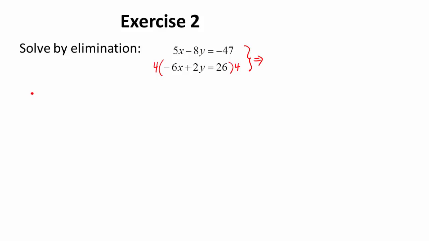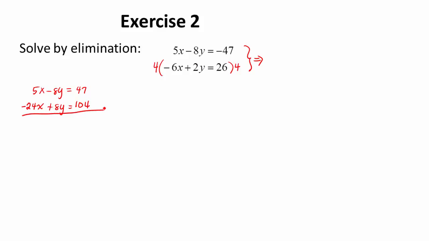You're going to have 5x minus 8y is equal to 47. So that's still your equation 1 right there. And then this is multiplied by 4, so everything has to be multiplied by 4. So you're going to have negative 24x, right? And then plus 8y is equal to, now you multiply 26 by 4, what do you get? 104.